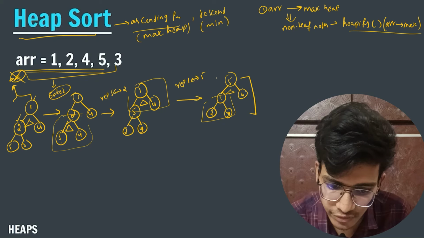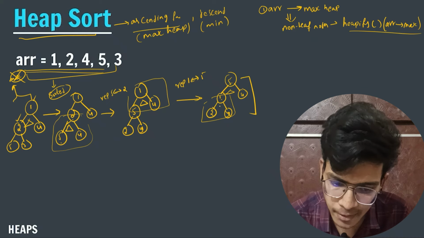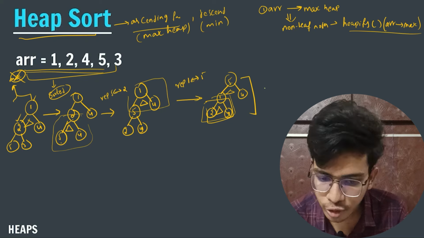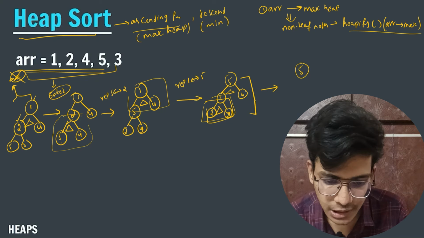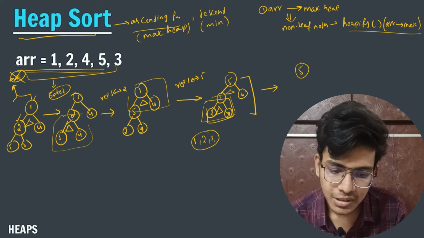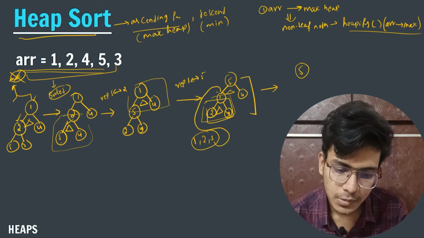So what heapify will do is call heapify for these 3 elements. Here 5 will remain the same, but among 1, 2 and 3, which one is maximum? 3 is maximum. So 3 will get replaced by the root node.